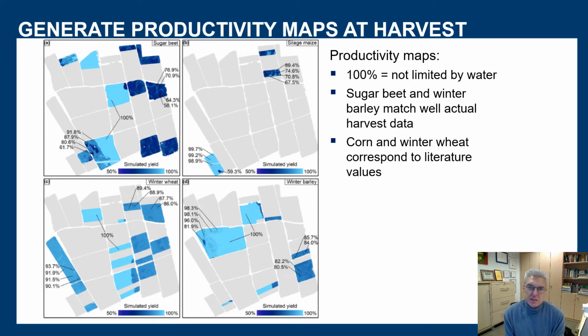And the percentages show that if you have 100%, the maximum productivity was reached as there was no water limitation. And you see then, of course, that we have areas where we have reduction in productivity due to water limitation, which is mainly caused by the type of soil profile in terms of the vicinity of groundwater level or groundwater and or the absence of groundwater. And we found that for sugar beet and winter wheat, the data actually pretty much resemble the harvest data. For corn and winter wheat, we have some more deviations, but they still correspond to literature values.